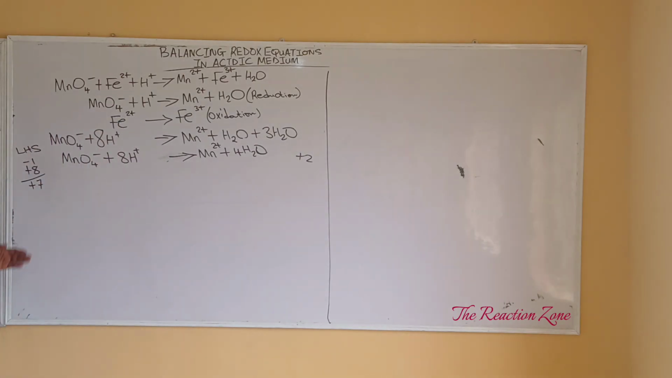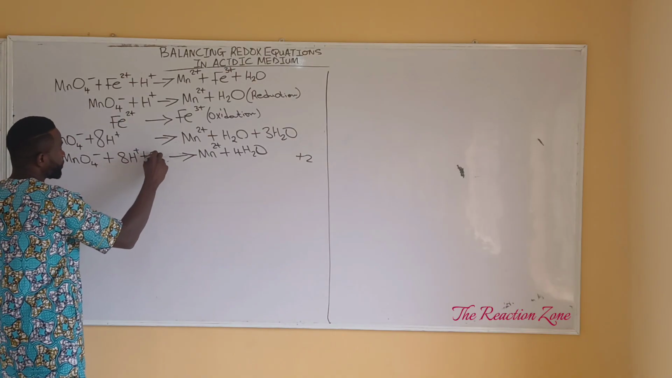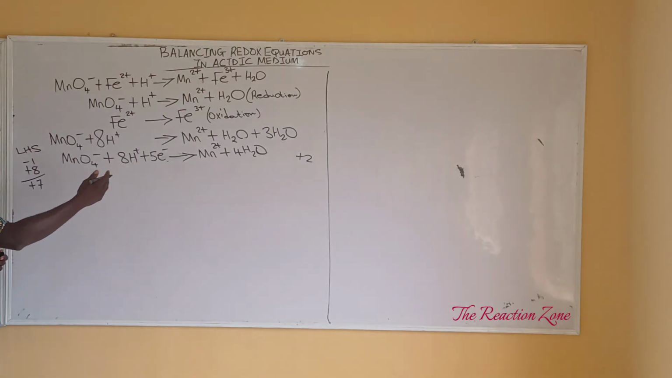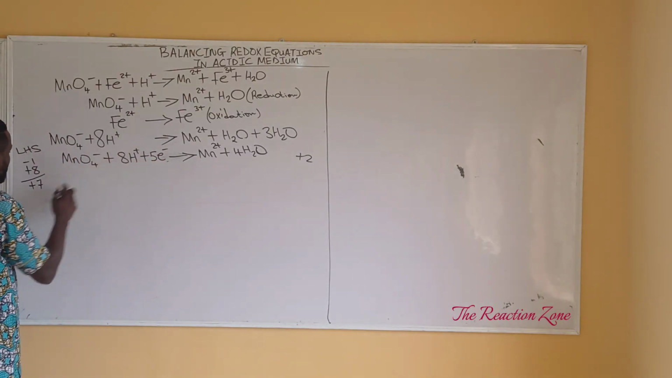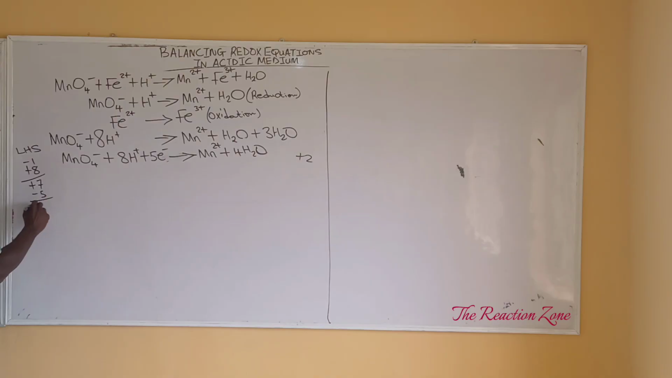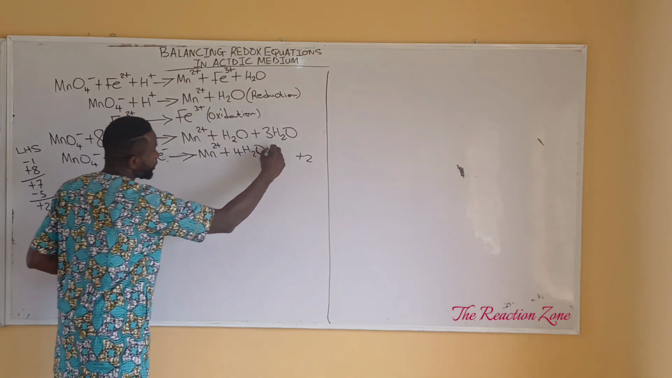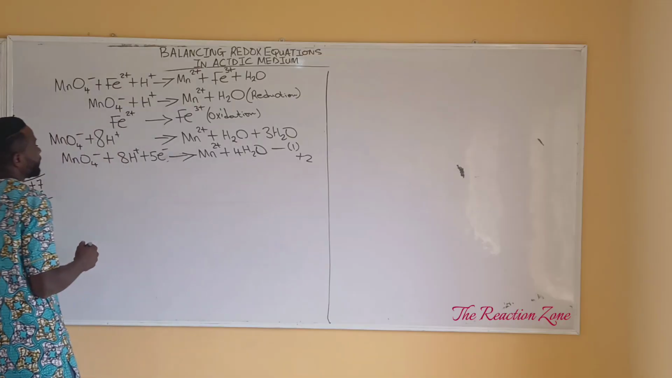So what do we do to plus 7 to become equal to plus 2? That is to add 5 electrons to this side. Because by the time we do that, we'll have minus 1 times 5 will give you minus 5. And the net charge on both sides becomes equal. So this is equation 1.